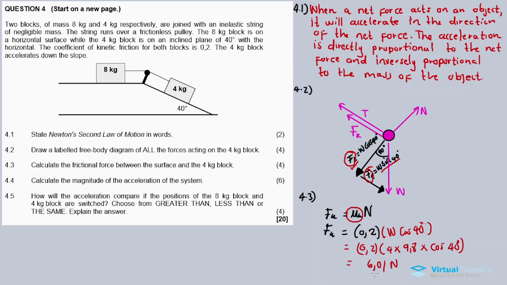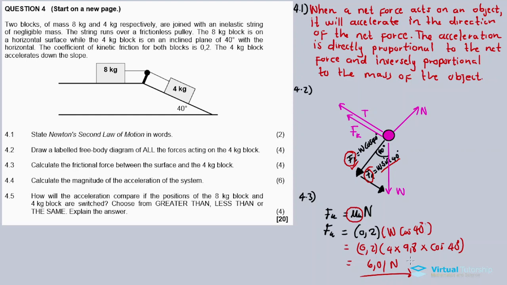1 Newton. This is the frictional force. 4.4. Calculate the magnitude of the acceleration of the system. Since it's acceleration, we have to use Newton's second law. So I'm going to erase here so that we can have a clean slate where we do our calculations now.